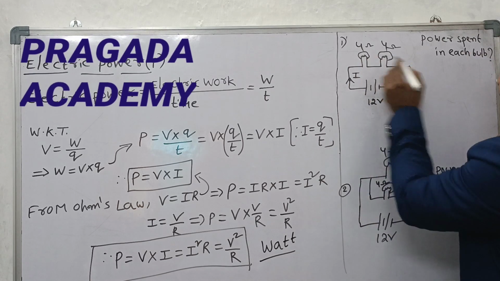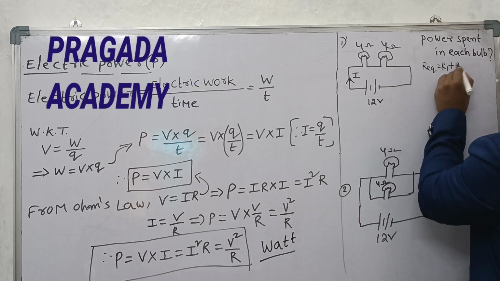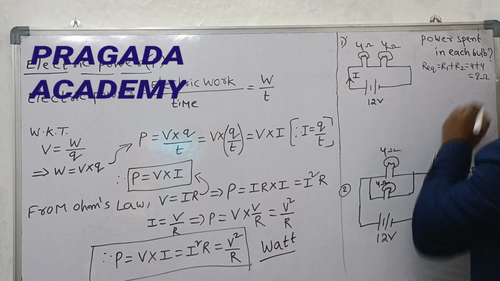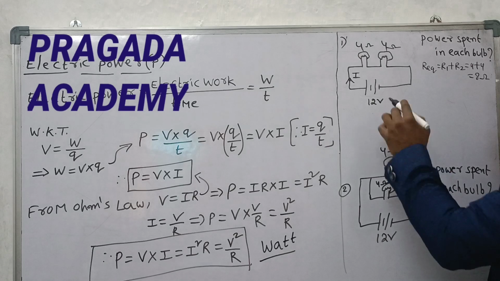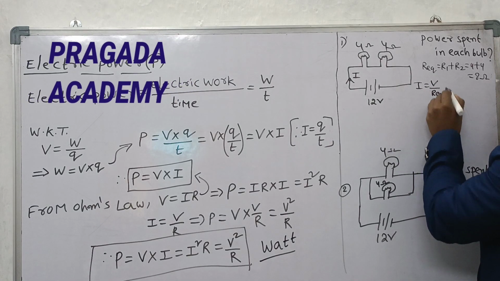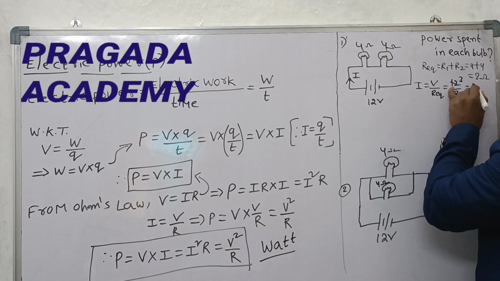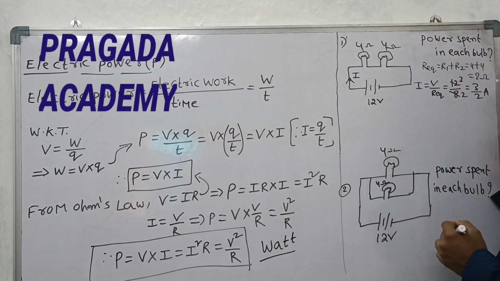So we need to find the equivalent resistance value. R equivalent is equal to R1 plus R2. Why? Because they are in series. So 4 plus 4, how much? 8 ohms. So we got 8 ohms as the equivalent resistance. To find the current, I is equal to V by R equivalent. So you will get 12 by 8. 4 twos are 8, 4 threes are 12, we got 3 by 2 ampere, that is 1.5 ampere.